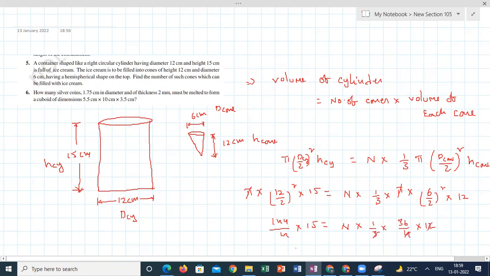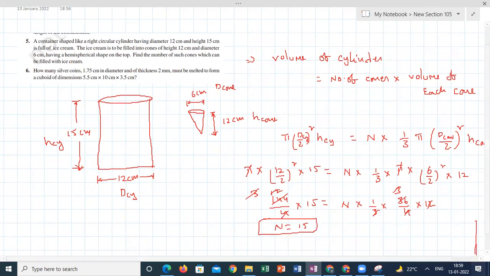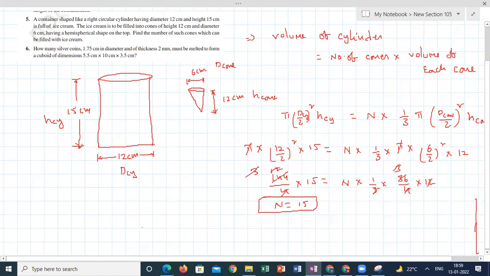3, 4, 12 cancel. And when it comes to here, 12 times 12 threes, 4 threes, 3 cancel. So 15 cones you can fill with the ice cream. Number of cones to be filled with the help of this container, number of cones is 15.